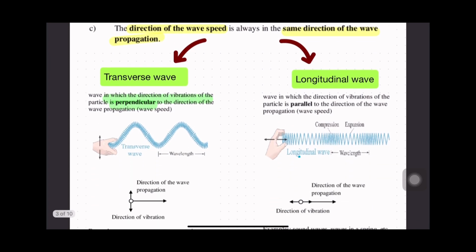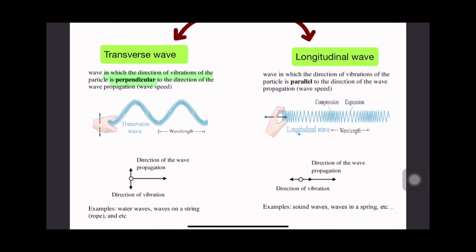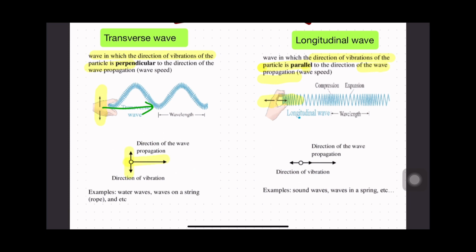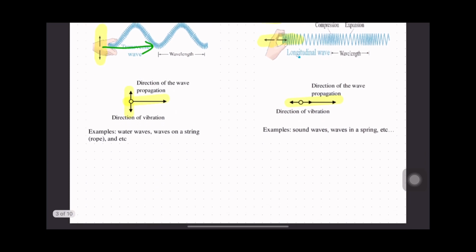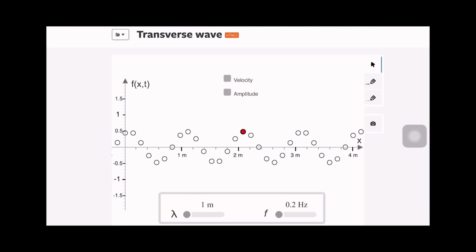So we have two progressive waves: first is the transverse wave and the second is the longitudinal wave. A transverse wave is a wave in which the direction of vibration of the particles is perpendicular to the direction of wave propagation, that is the wave speed. For a longitudinal wave, the direction of vibration of the particles is parallel to the wave propagation. So these are the examples: perpendicular, parallel.